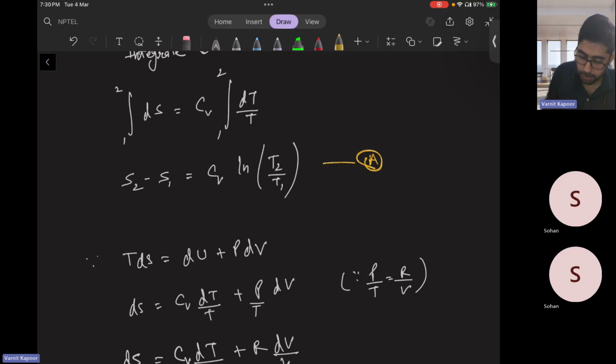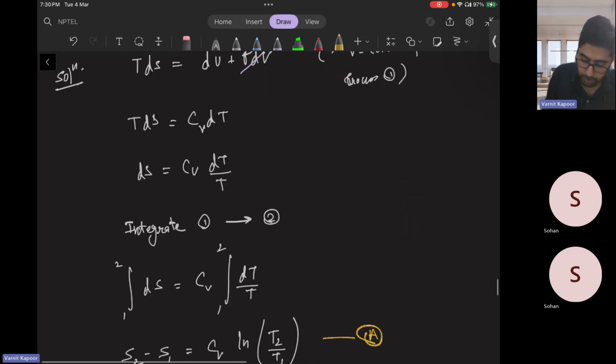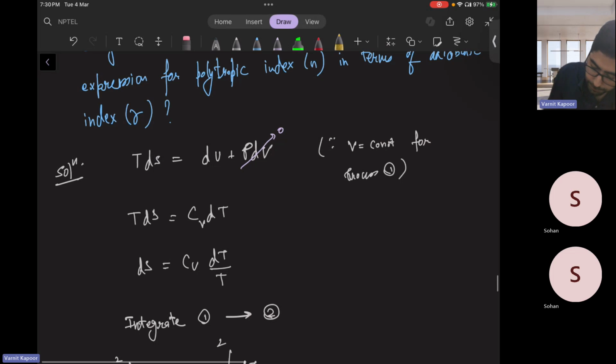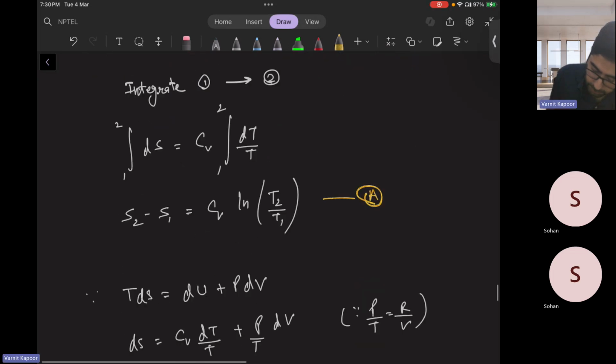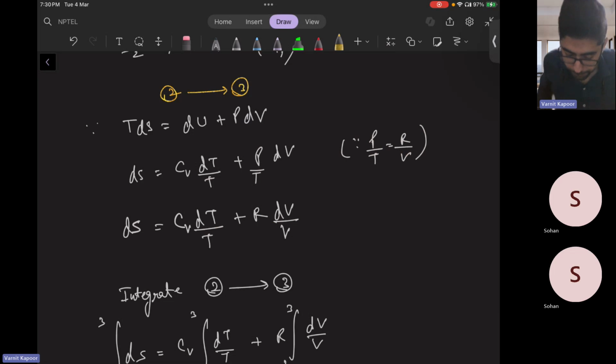Now let's come again to process 2 to 3. Okay. Process 2 to 3. So I'll write here like this. This process is 1 to 2. This process is 2 to 3.